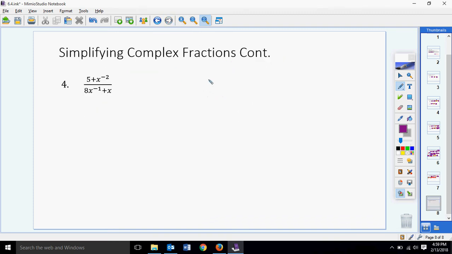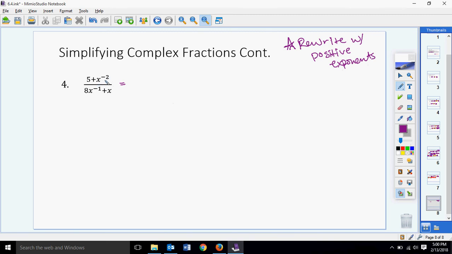Last problem, simplifying complex fractions. So notice here that I have an x to the negative 2, and down here I have an x to the negative 1. So we first want to rewrite this with positive exponents. Okay, so maybe leave yourself a note: rewrite with positive exponents.